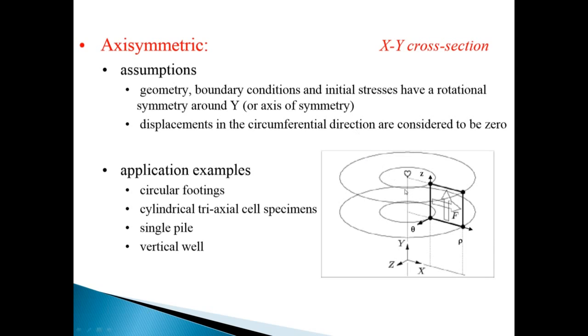Same with axisymmetric. So once again, as you can see, this structure here is symmetric down the middle. So once again, if you can analyze successfully this one section, the program, or midas GTS, will be able to extrude this around this hemisphere, or this axis here, to give you the results for the entire structure. So this is particularly useful for circular footings, single piles, and vertical wells.